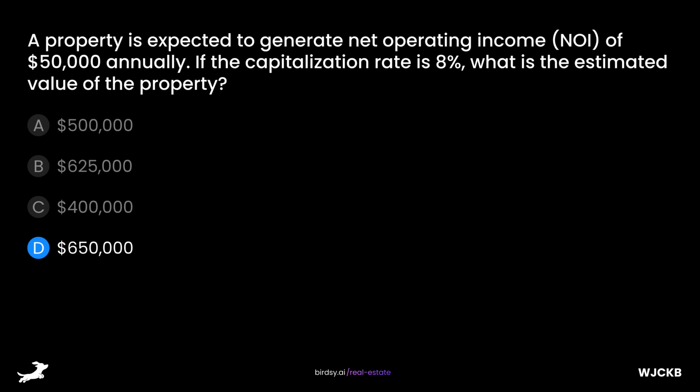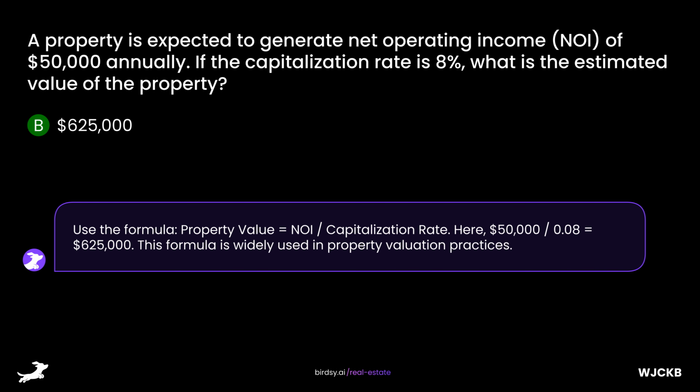The answer is B, $625,000. Use the formula property value equals NOI divided by capitalization rate. Here, $50,000 divided by 0.08 equals $625,000. This formula is widely used in property valuation practices.